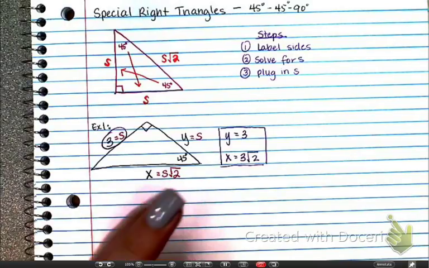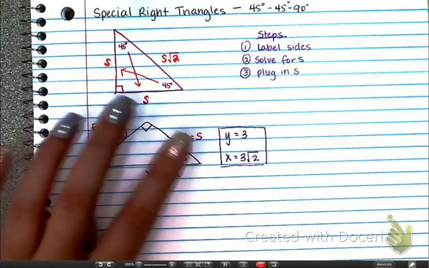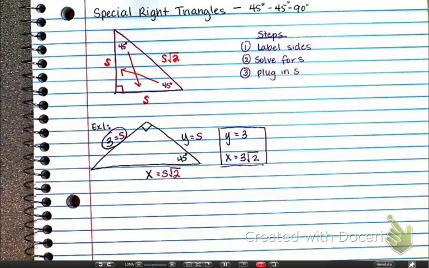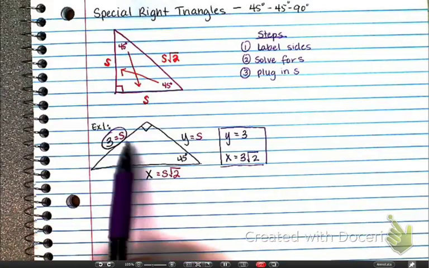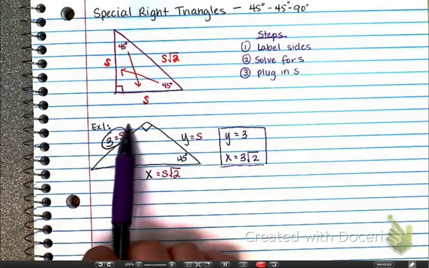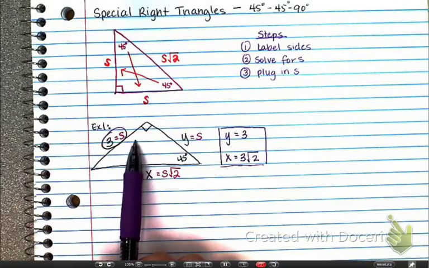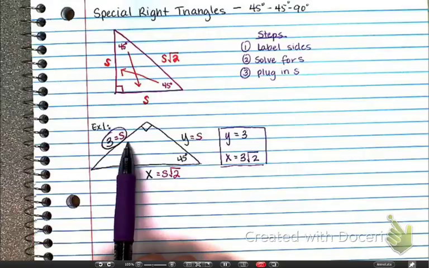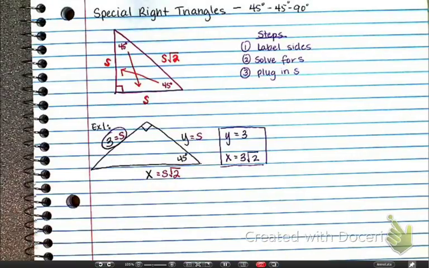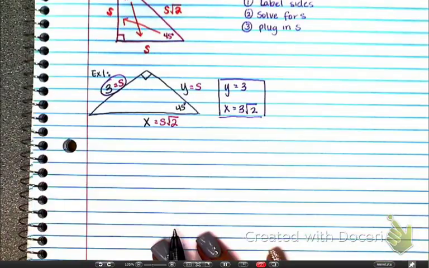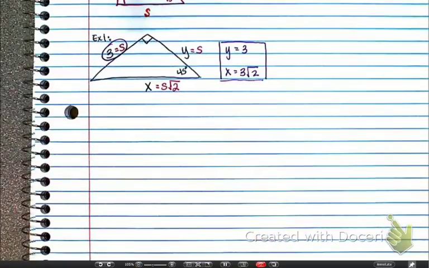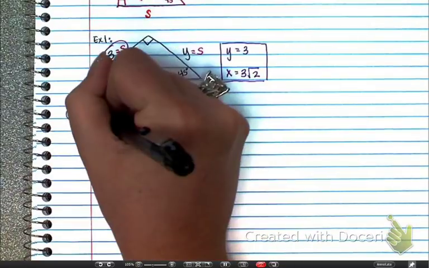So instead of doing trig functions, you can use this trick formula, whatever you want to call it, to help you solve for a side length. So step 1 is to label your sides. Step 2 is to solve for S, and in some cases we'll have to solve, and I'll show you that example next. And then step 3 is where we actually plug it in. So let's look at another one.